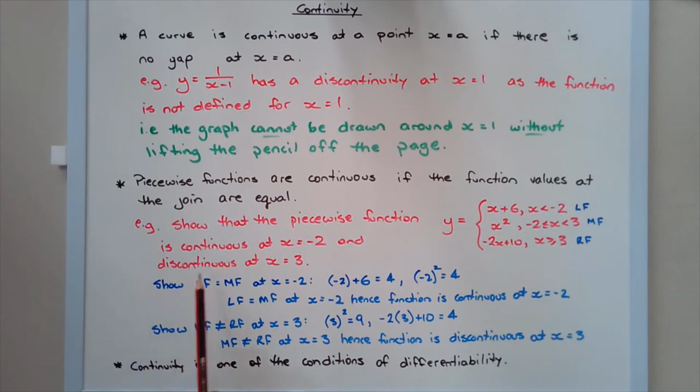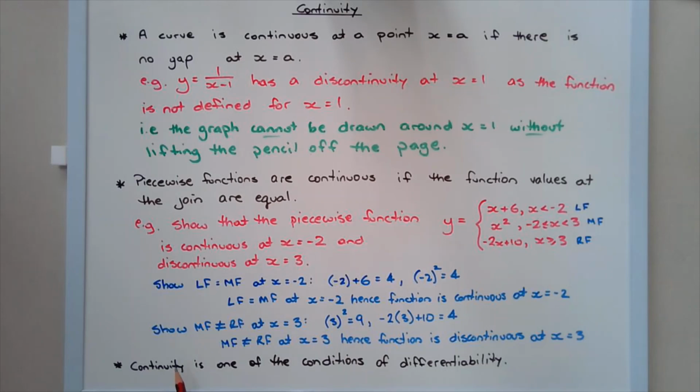So for the first part, showing that the piecewise function is continuous at x equals negative 2, we need to show that the left function is equal to the middle function at x equals negative 2. So the left function, which is x plus 6, if we substitute x equals negative 2 into the left function, we get negative 2 plus 6 equals 4. Substituting x equals negative 2 into the middle function, so it's x squared, we end up with negative 2 all squared, and that also equals 4. Now, left function equals middle function at x equals negative 2, so that's the join. Hence, the function is continuous at x equals negative 2. Not necessarily smooth, but continuous. It can be drawn without lifting the pencil or pen off the page.